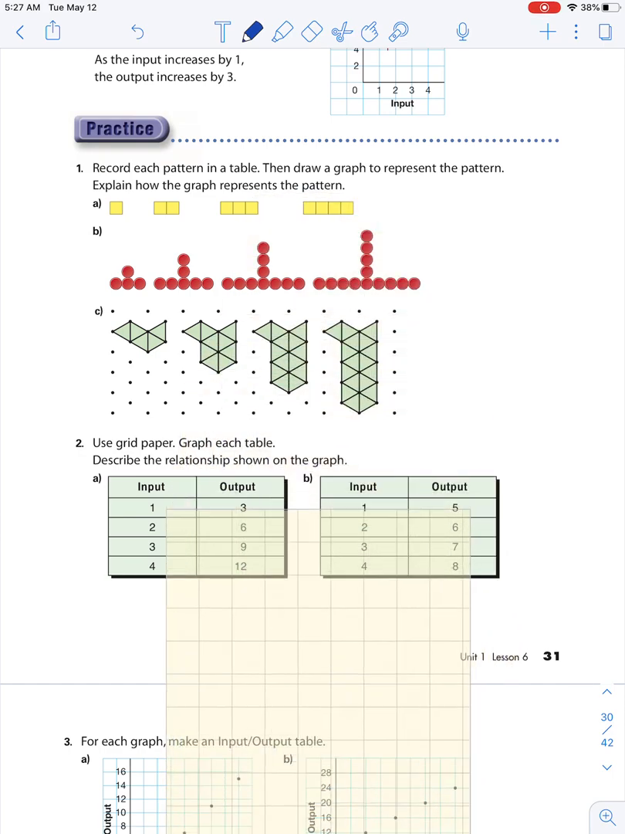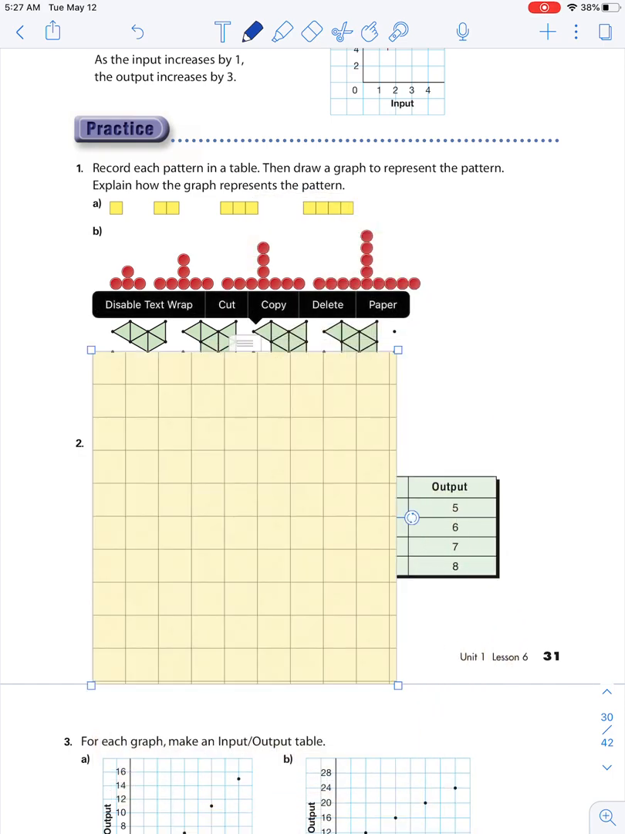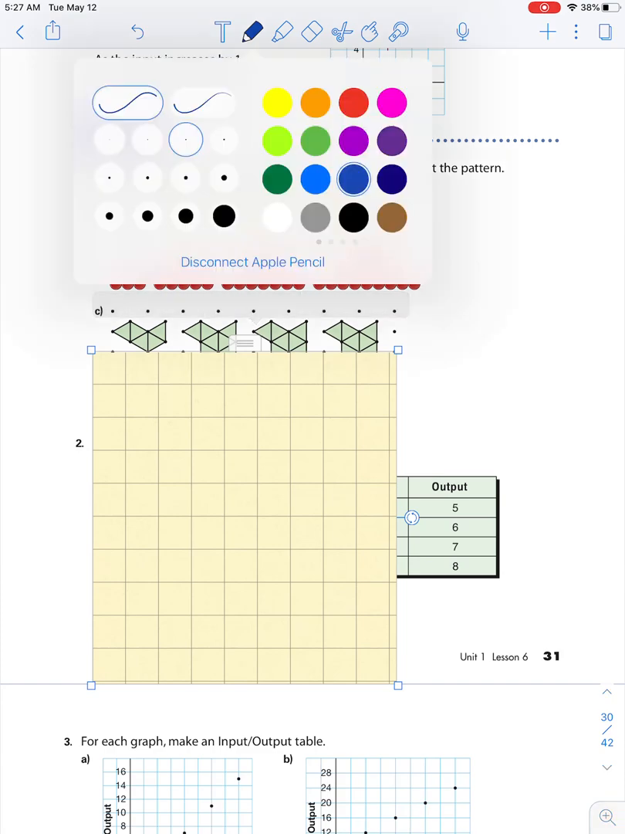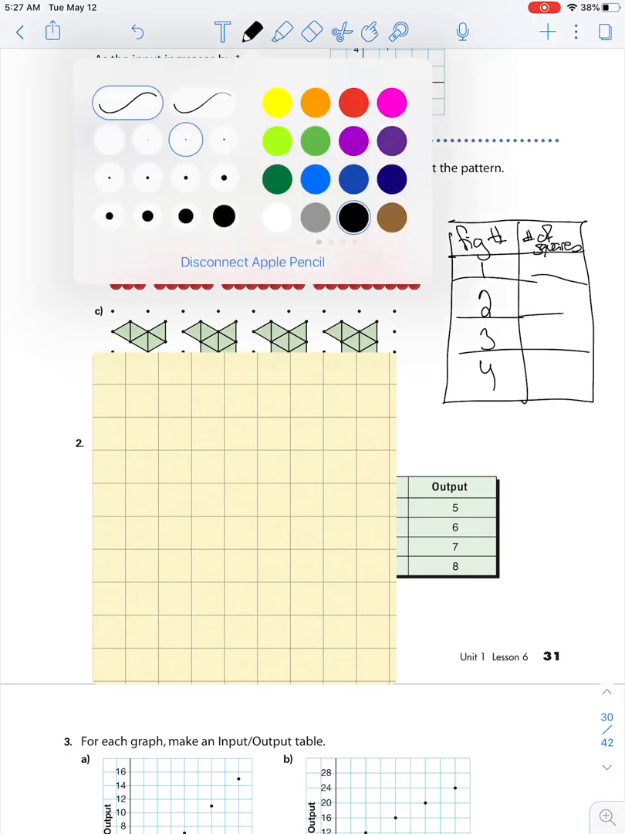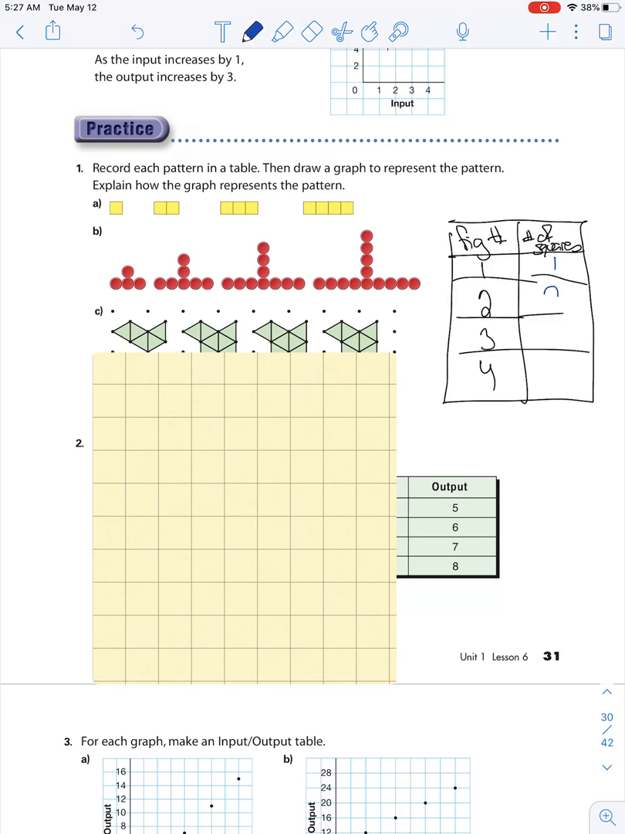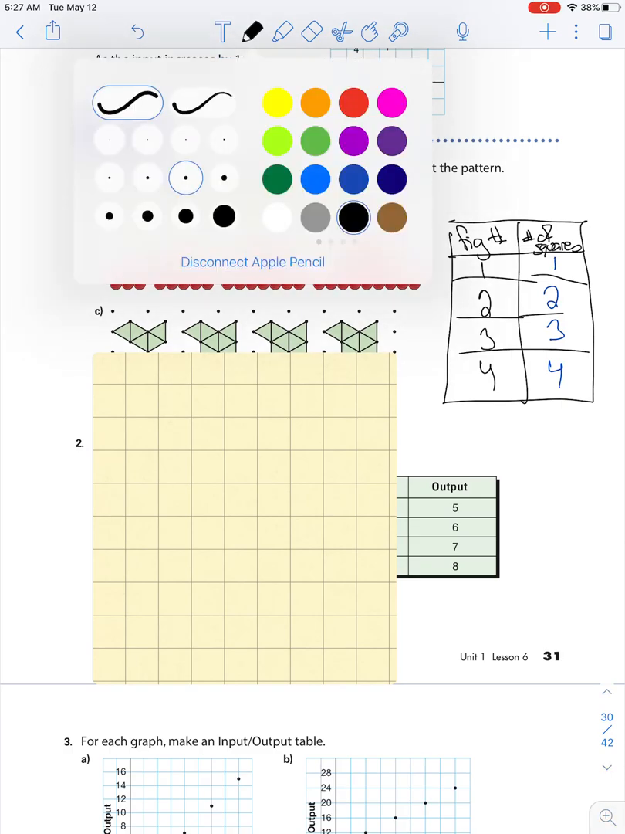Okay, first we're going to review question number 1, and then we'll do questions 2 and 3. It says to record the pattern in a table, then draw the graph to represent the table. So, quick table here. We have figure number, and then number of squares. Figure 1, 2, 3, 4. And then we have 1, 2, 3, 4. Oh, this one's so easy.